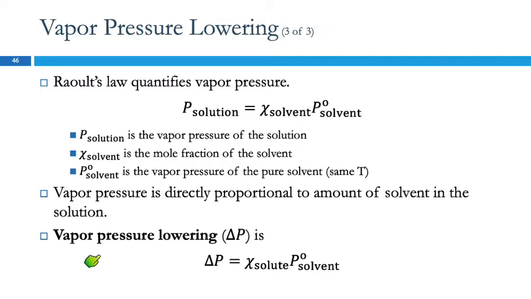And vapor pressure lowering, delta P, they're taking this and doing some math on it, and you get the partial pressure of the pure solvent times the mole fraction of the solute. Good news, these are not equations you need to memorize for the fourth exam.